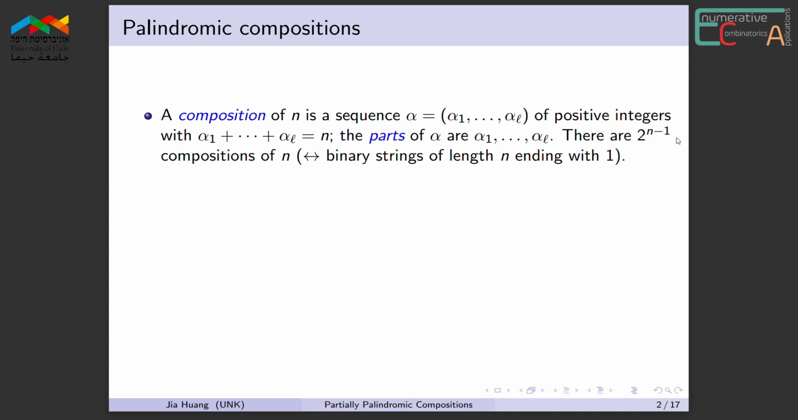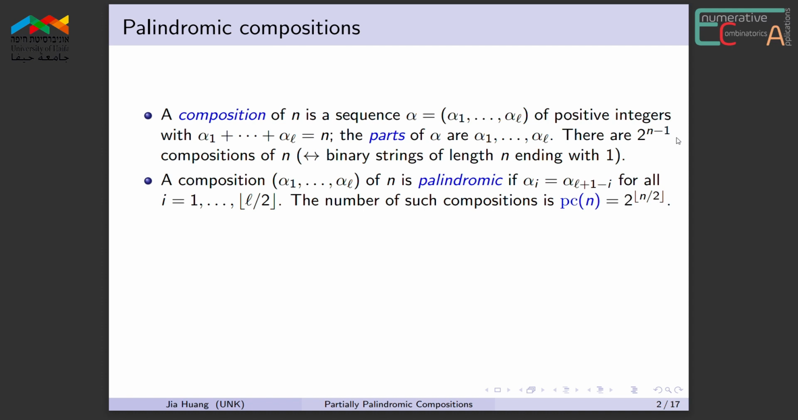It's well known that the number of compositions of n is 2 to the n minus 1, as they are in bijection with binary strings of length n ending with 1. Now, a composition is called palindromic if the ith part and ith last part are equal for all i. The number of such compositions is Pc of n, which equals 2 to the floor of n over 2.